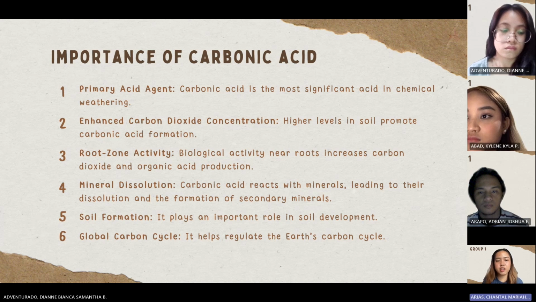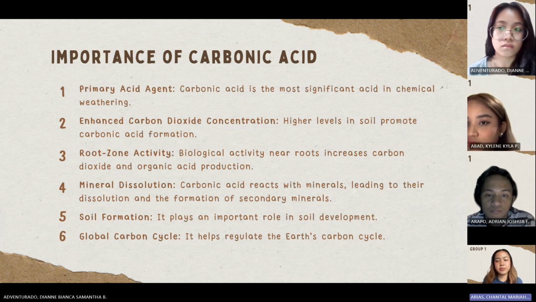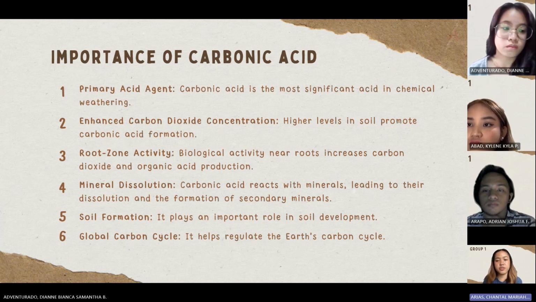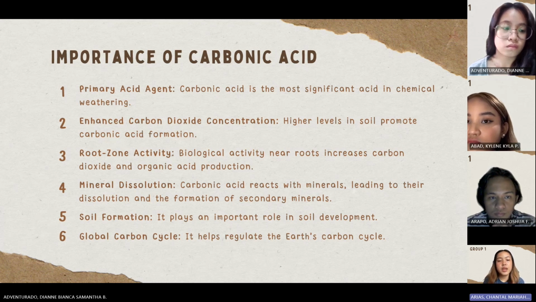The concentration of this in soil is significantly higher than in the atmosphere due to respiration by plants, animals, and microbes, as well as the slow diffusion of gases in soil. Root zone activity. Biological activity near roots increases carbon dioxide and organic acid production, further increasing the concentration of carbonic acid and accelerating weathering in the rhizosphere.